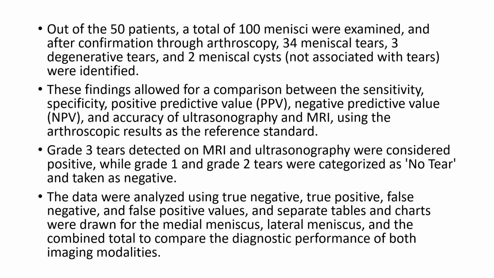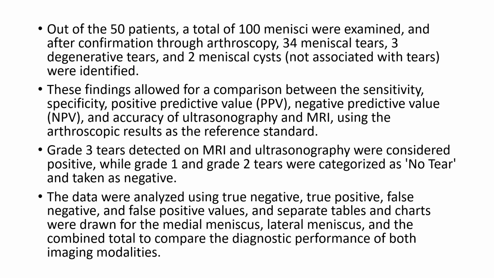Coming to the results, out of 50 patients, a total of 100 menisci were examined, and after confirmation by arthroscopy, 34 meniscal tears, 3 degenerative tears, and 2 meniscal cysts not associated with tears were identified. These findings allowed for comparison between sensitivity, specificity, positive predictive value, negative predictive value, and accuracy of ultrasonography and MRI using arthroscopic results as a reference standard.